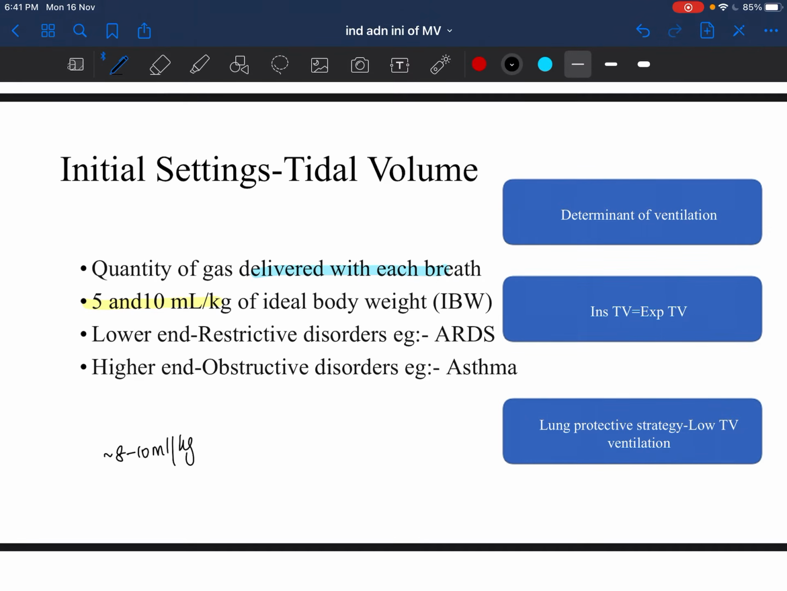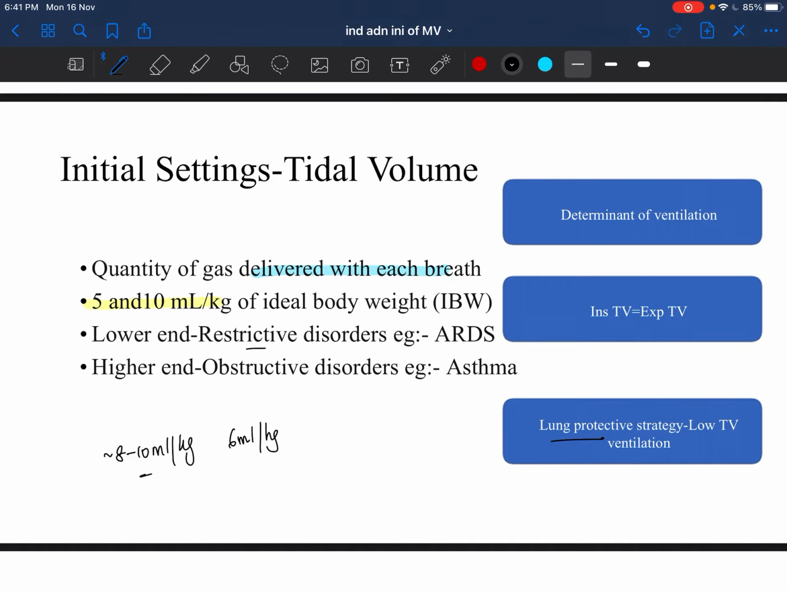Whereas a child who is having a restrictive problem or an ARDS-like situation, ventilating them with this much volume will actually cause injury. So ventilate people with restrictive disorders with lower volume, say around 6 ml per kilo. Okay, 6 to 7 or 6 to 8 ml per kilo. So that's a lung protective strategy, low tidal volume ventilation.